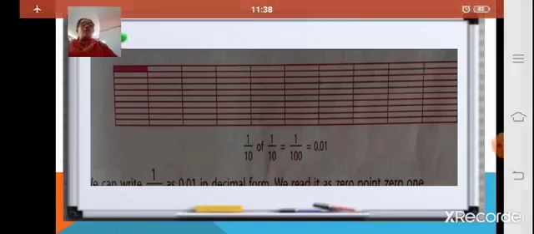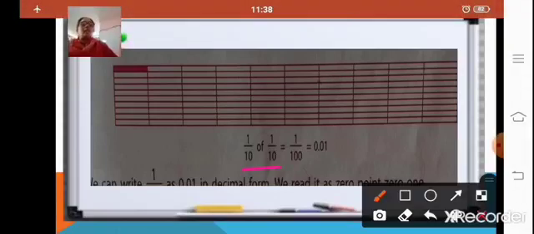Now further, if we divide each 1/10 part into 10 equal parts, each part would be 1/10 of 1/10, that is 1/10 times 1/10, which is equal to 1/100, which is further written as a decimal number as 0.01. Correct? So 1/10 is equal to 10 hundredths.